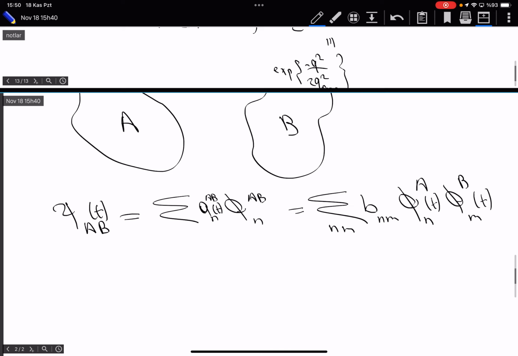I cannot separate them. Only in very special cases, where the wave function of the whole system can be written as the product of wave functions of the A and the B system, just if there is a single term in this expansion, only in that case can I talk about the wave function of the A system. But in general, the A system doesn't have its own wave function. It's just a combination of such products.